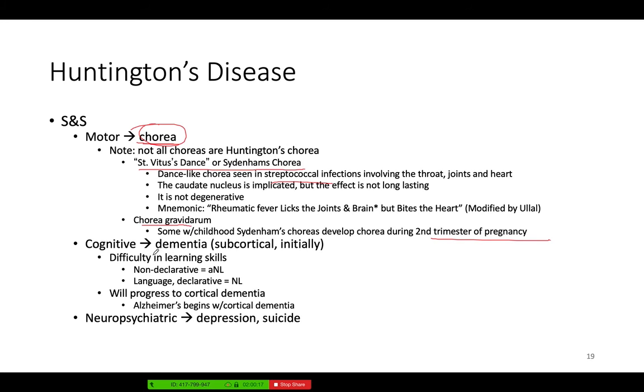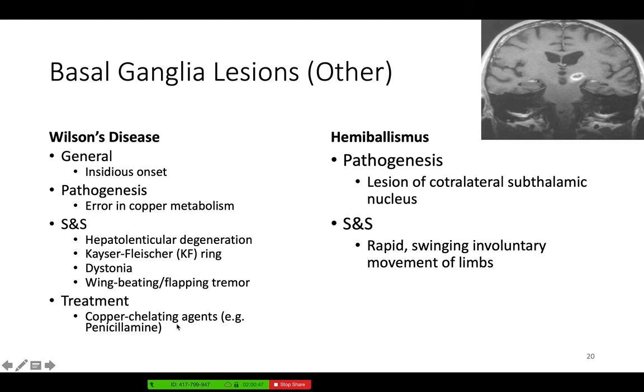It's essentially just a spastic and random movement of the muscles. To get a better idea of what chorea looks like, I recommend watching a YouTube video where it shows chorea, because it's something you want to be able to identify if you are given a little video or something like that in your questions. Cognitive, we are looking for some dementia, difficulty in learning skills, which progresses to cortical dementia, depression, and suicide as well. So that is our Huntington's disease.